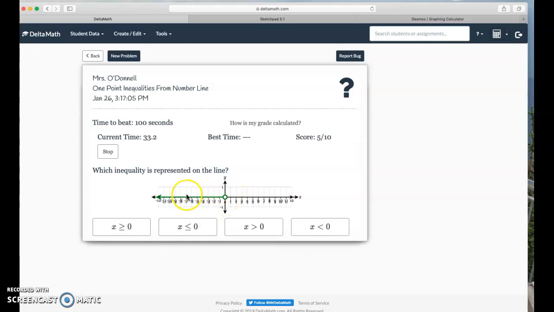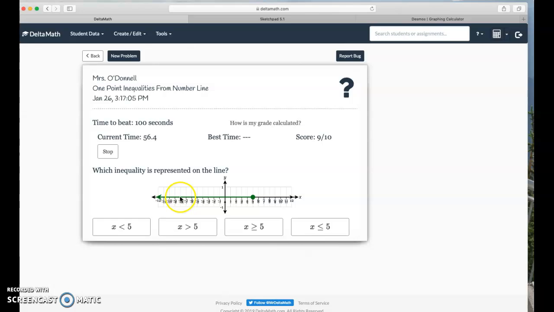My graph is less than 0. No equal sign. My graph is greater than 8 with an equal sign because it's filled in. My graph is greater than -5 without an equal sign. My graph is greater than or equal to -1.